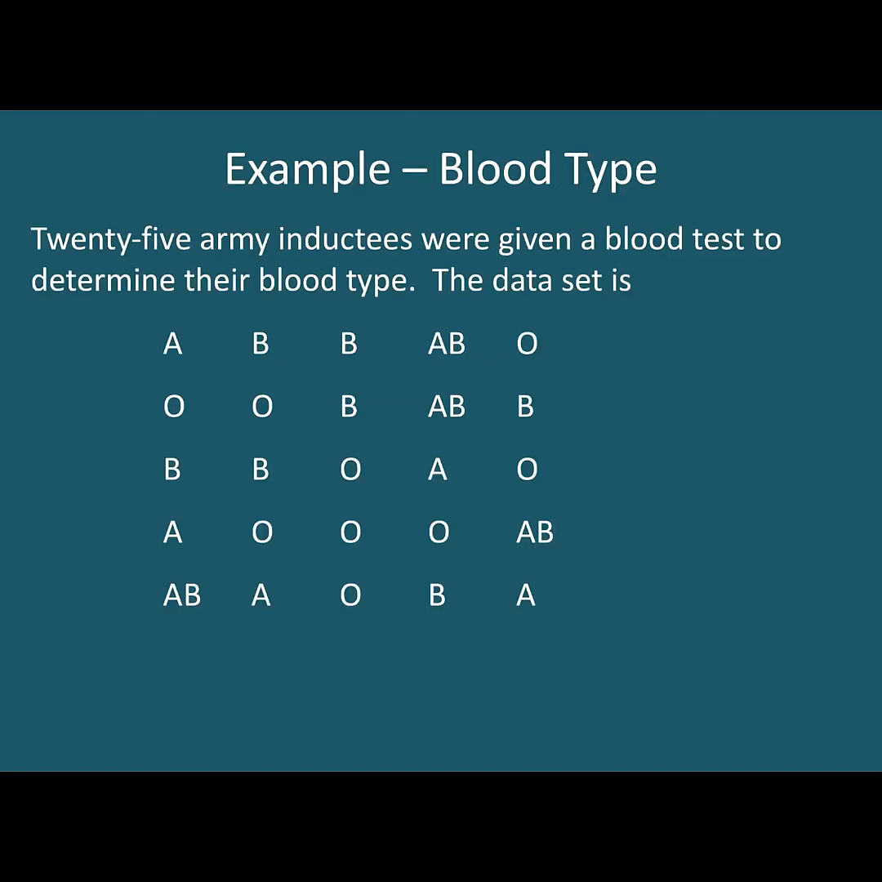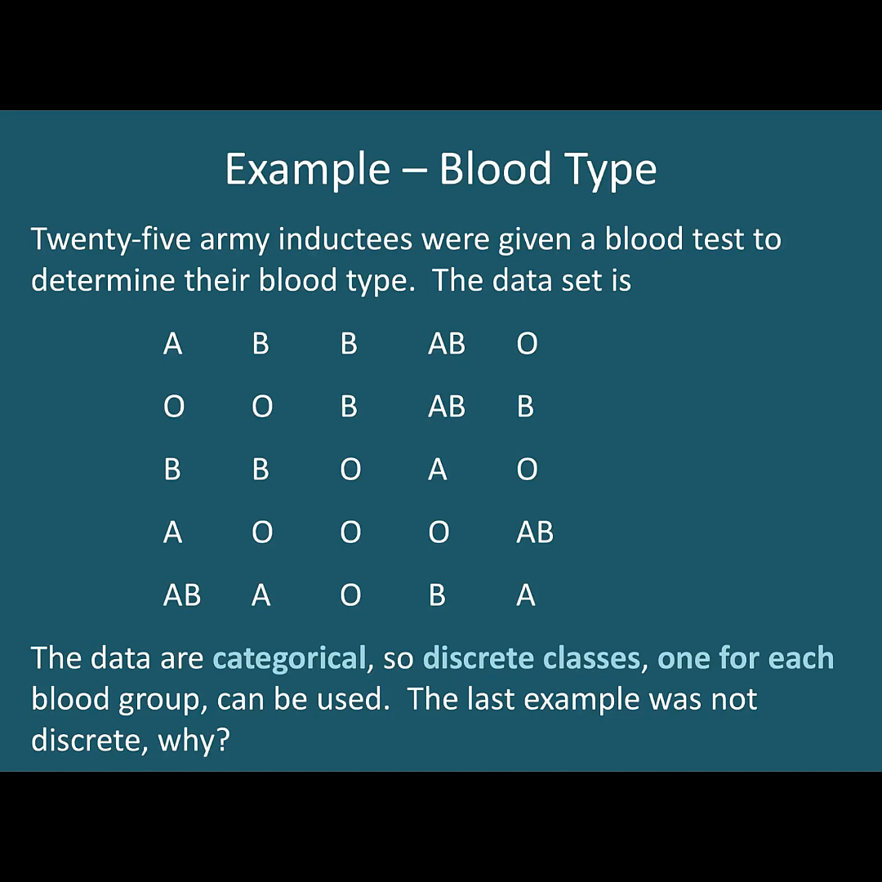For example, blood type. Let's say we had 25 Army inductees who were given a blood test to determine their blood type. And the following is our data set. So we have blood types A, B, AB, and O. Now, since this data is already on your note sheet, keep an eye on this data as I continue. The data here is known as categorical, specifically discrete classes, meaning there is one category for each blood group.